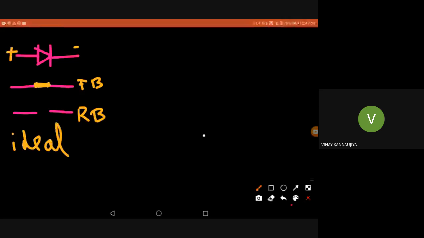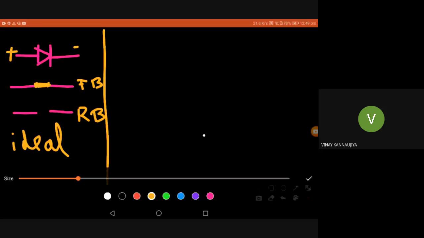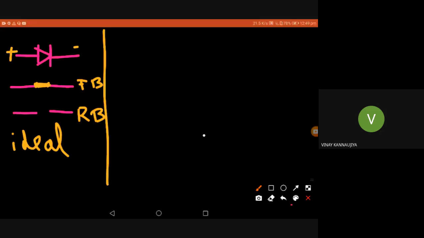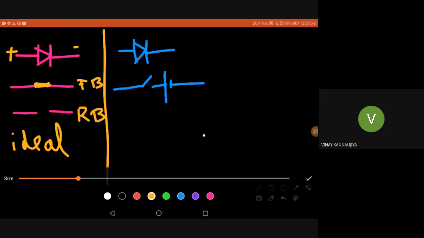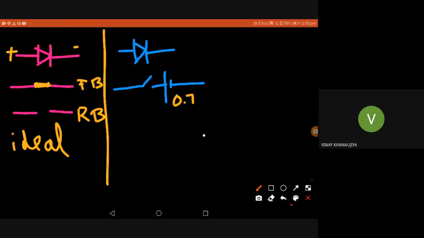Okay. Now coming to the more practical or real scenario. I need a more practical aspect because I am going to design practical things. So I'll say in forward there is a small voltage drop across the diode. That means the switch in forward is on and there is a small voltage drop. What is the value of this voltage drop? This is 0.7. A small 0.7 volts is dropping across the diode. Why is this happening? We already discussed, because of barrier potential.